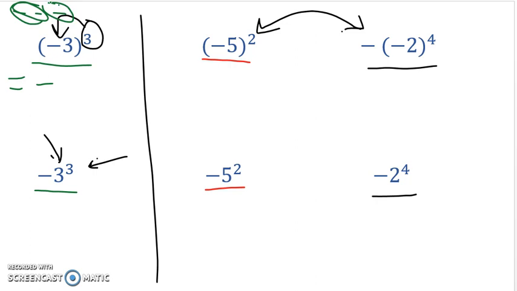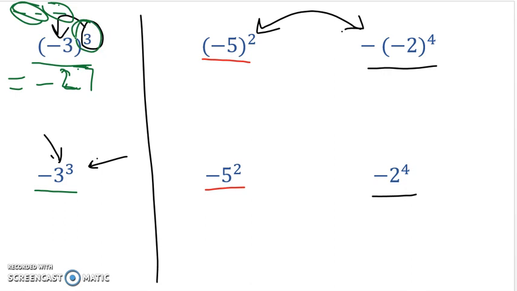3 negatives make a negative, and then we're going to take the 3 and cube it. So that's 3 times 3, which is 9, times 3, which is 27. Lose the temptation to do 3 times 3. This is not a number you are multiplying by. That's the power that you're raising 3 to.